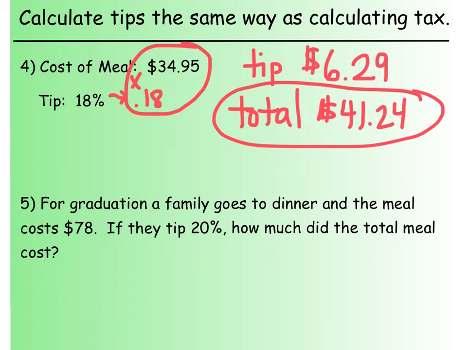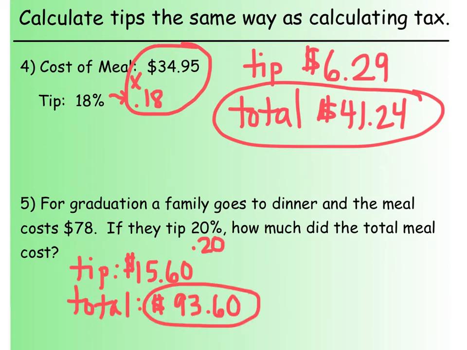All right, now it's your turn. Go ahead and try number 5. For graduation, a family goes to dinner and the meal costs $78. If they tip 20%, how much did the total meal cost? Pause the video and try it. All right, let's see how you did. You should have gotten a total cost of $93.60. The tip ended up being $15.60 because 78 times 0.2 is $15.60.